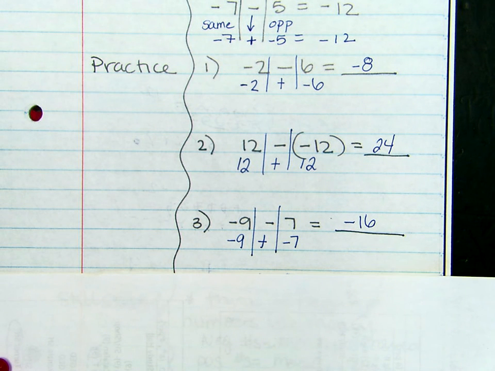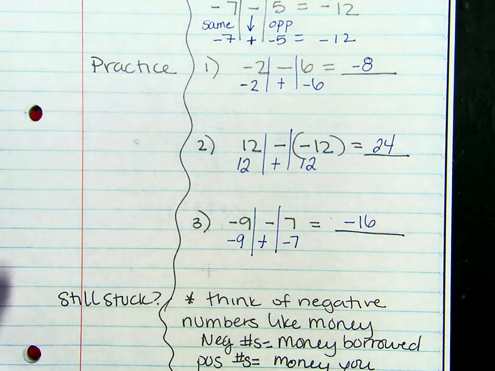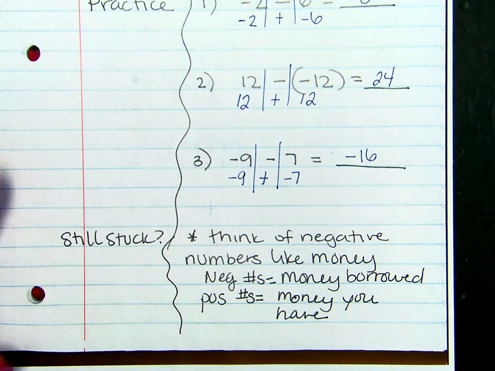Okay, now, if you are still struggling with subtracting our positive and negative numbers, think of negative numbers like money. Negative numbers are money that's borrowed. Positive numbers is money that you have. Okay, so keep that in mind if you are still stuck.